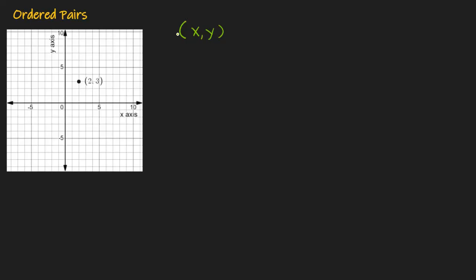Normally, we might also give the point a name, and it doesn't really matter. You can say P parentheses x comma y, and this would also be considered an ordered pair.